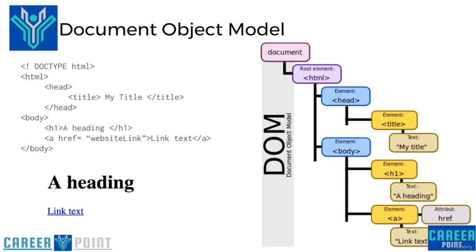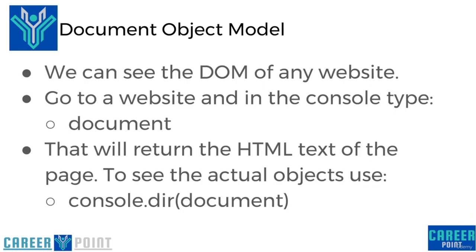When I upload this in my browser, what happens is my browser creates this document object model. And we can already see how this looks like a JavaScript object. So I have the root element, the HTML, the head, the title, the text, and I can actually grab things from this document object model using JavaScript. So we can see the DOM of any website. So you can go to a website and in the console type document to see the actual document object model. And we're going to be doing that in this lecture later on. And that will return the HTML text of the page.